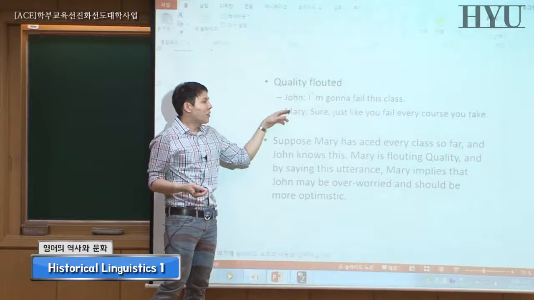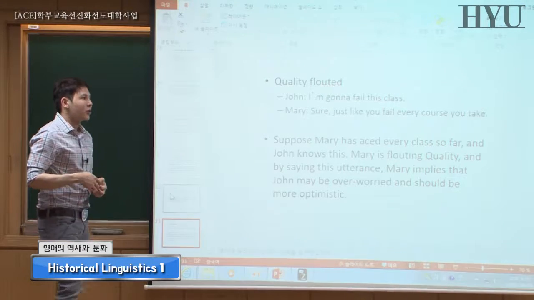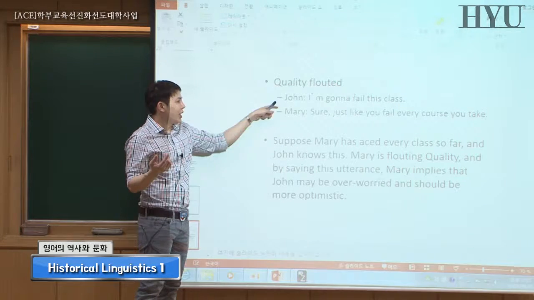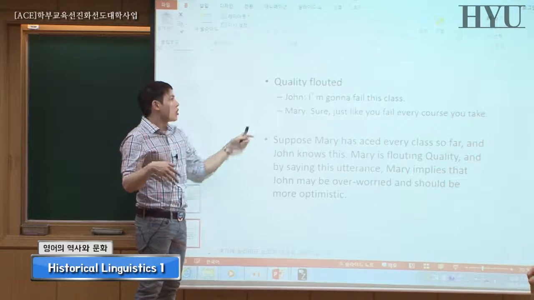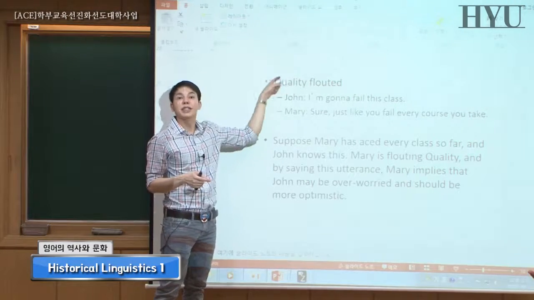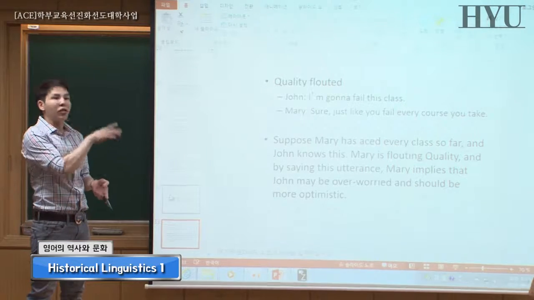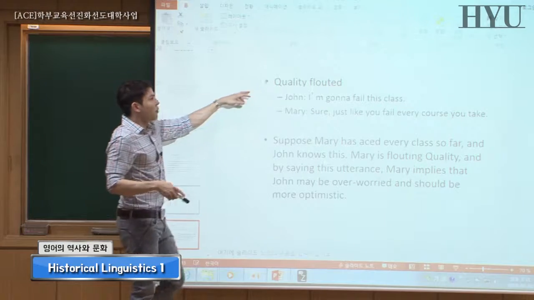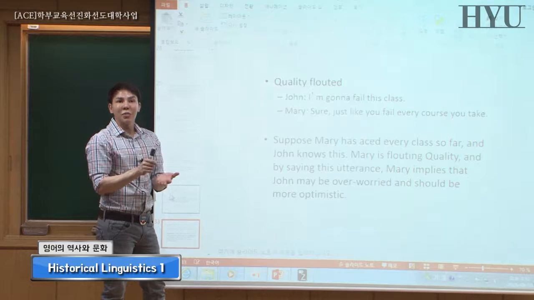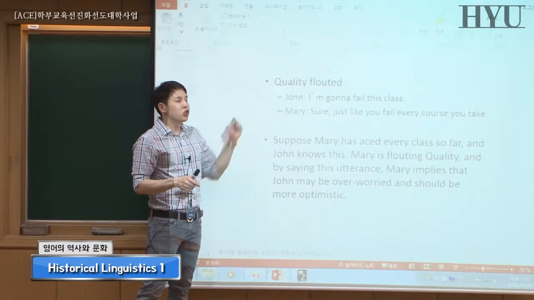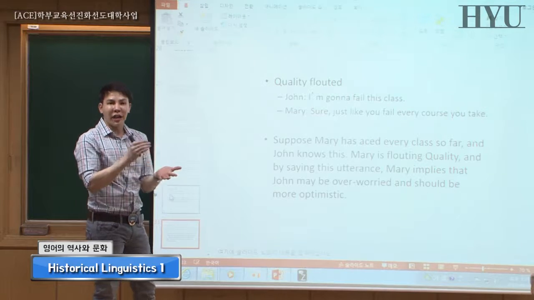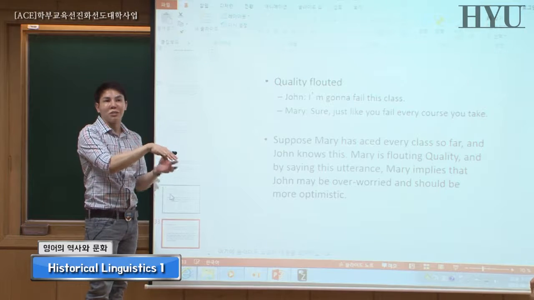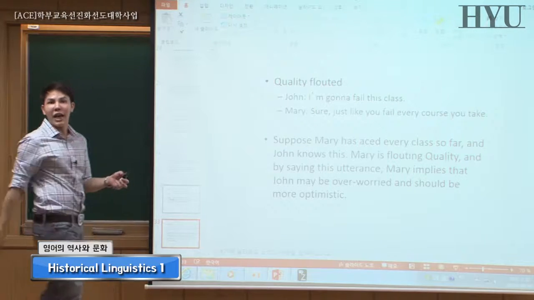By saying that, Mary says, sure, just like you fail every course you take. She doesn't believe in what she said, right? Realistically speaking, she doesn't believe in what she says. So she's violating the maxim of quality, because she said the wrong thing, and even she herself doesn't believe it, right? So the maxim of quality is being flouted. But the intended meaning is that she wants to say to John, oh, don't worry, you're going to do fine. Just like you fail every course, meaning just like you ace every course you take, okay?